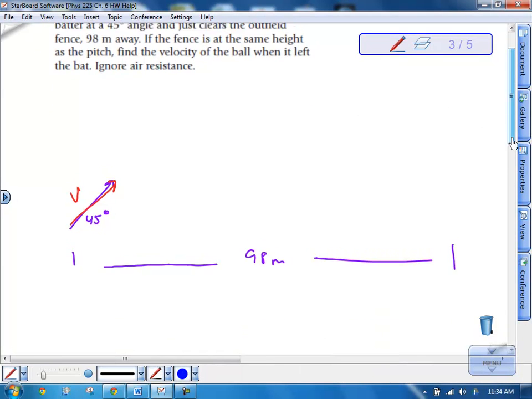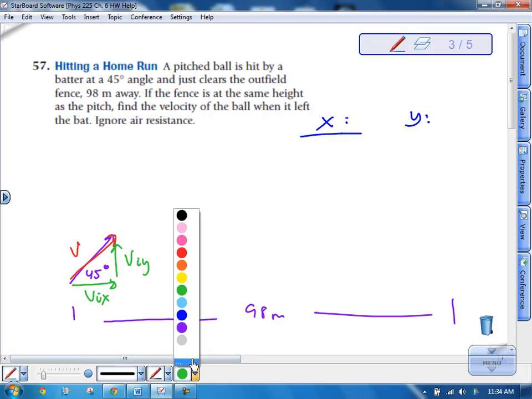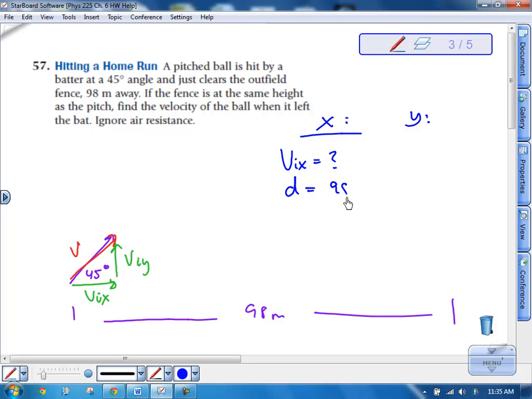So let's write down everything we know again for the x and the y. In the x direction, we don't know. I'm going to draw a little diagram here in green, where I'll make a right triangle out of this. I'll call this the initial velocity in the x, and this the initial velocity in the y, because that is the component of this vector that would be the initial velocity in the x, and that's the component that would give the initial velocity straight upward. So for the initial velocity in the x, I don't know what that is. The distance in the x I do know is 98. The time I don't know either.